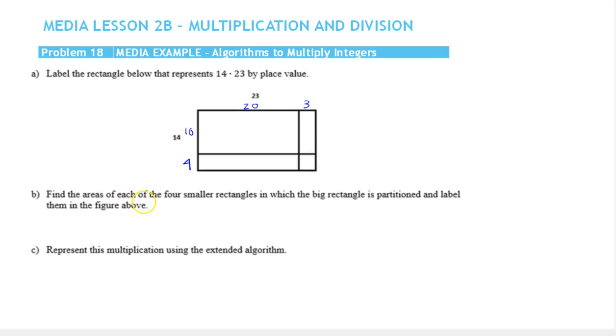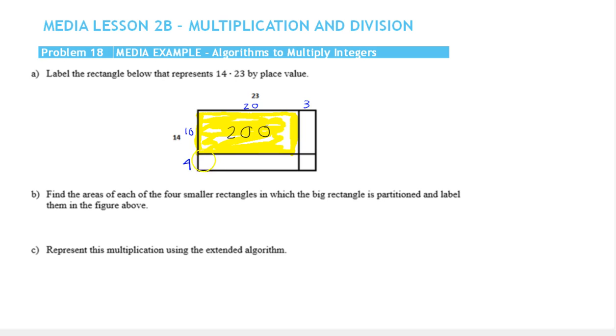So now we're going to find the area of the 4 smaller rectangles. There's this one, this one, this one, and this one, in which the big rectangle is partitioned, and we label them in the figure. So this rectangle is 20 by 10. Notice we have to look to the corresponding sides. If you multiply 20 by 10, I'm just going to shade it in. This would be 2 flats, 2 rods, 1 rod, which would give us 2 flats filled in. So 20 times 10 is 200.